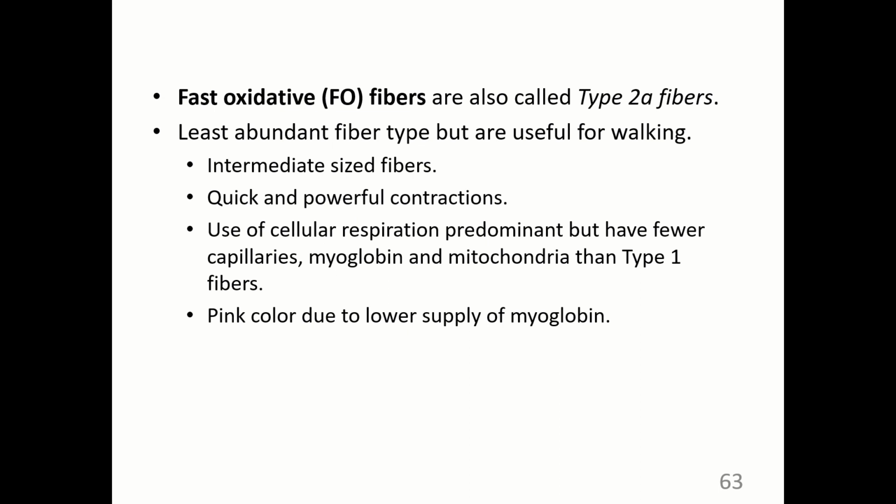Type 2A fibers are called fast oxidative fibers. They are the least abundant fiber type, but they are useful for walking. They are intermediate-sized fibers that have quick and powerful contractions. They use cellular respiration, but they have fewer capillaries, myoglobin, and mitochondria than type 1 fibers. Therefore, they have a pink color due to the lower supply of myoglobin.